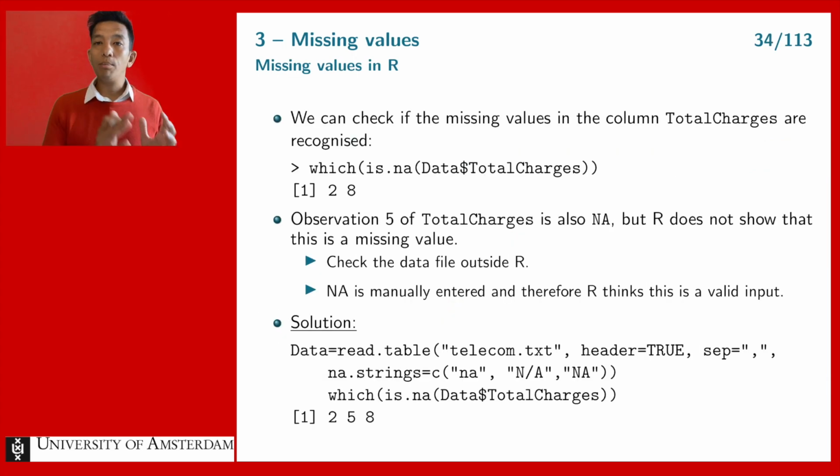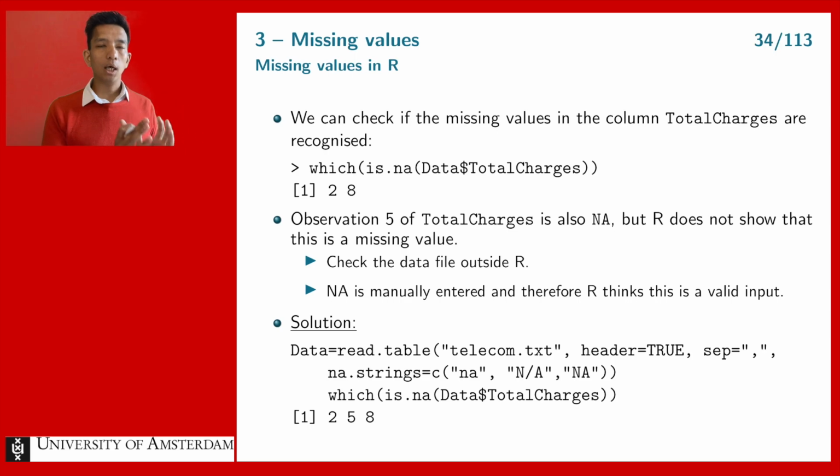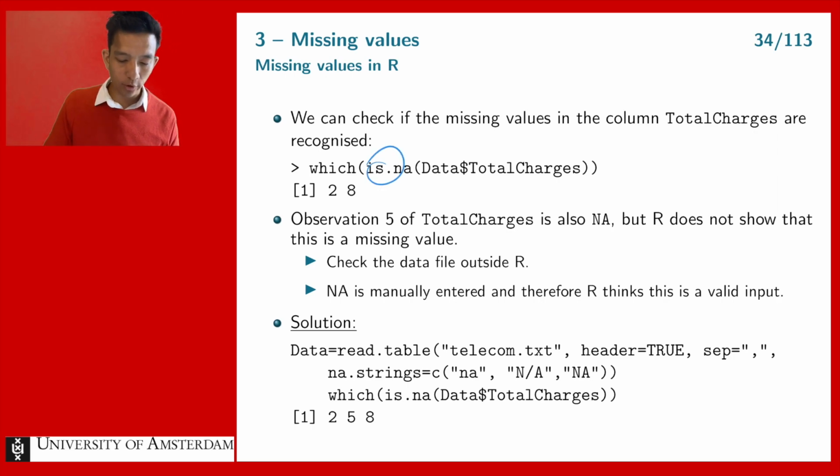If you look back into the dataset, the monthly charges was okay. We tested that and we saw that R was able to detect all the missing values. That's fine. Let's move to the column total charges. So I use the is.na function on the column total charges.